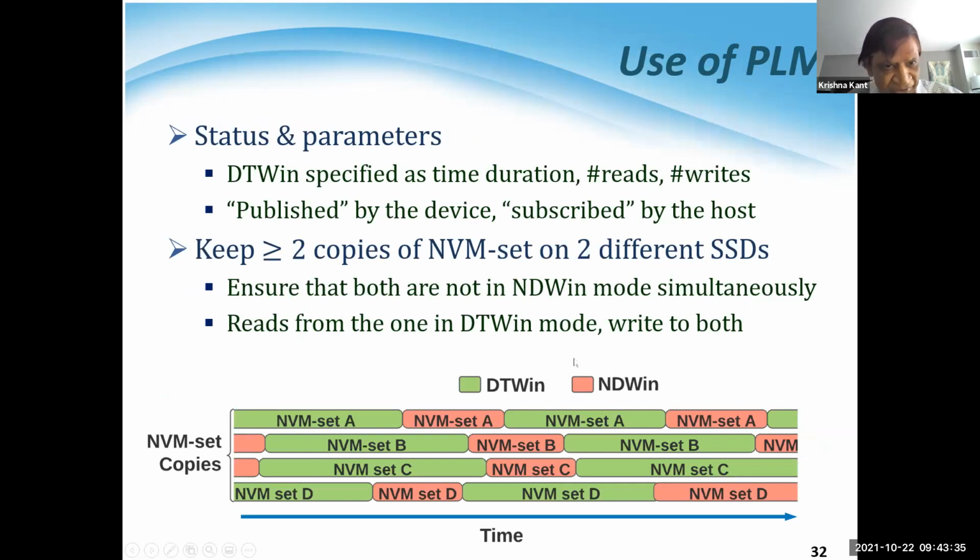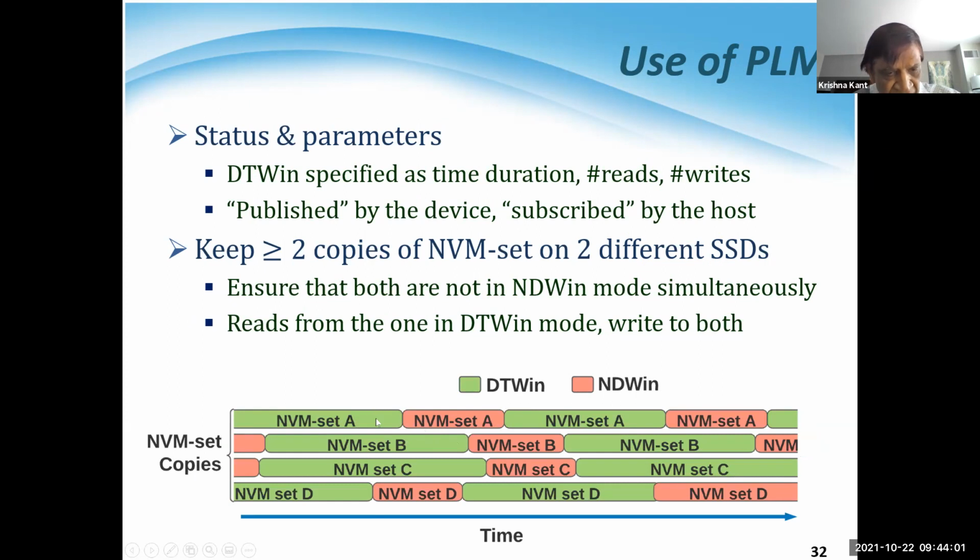Okay, this is a slide I was looking for earlier. All right, so the point is that if you're going to use this mechanism, then you need multiple copies, at least 2 copies. And the green is when that particular copy is in the deterministic mode. Red is when it is in the non-deterministic mode.